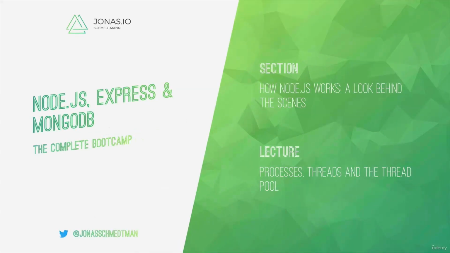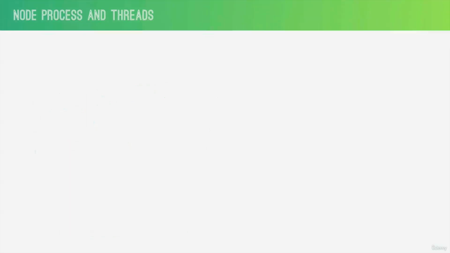So remember that in the last lecture, we talked about the node architecture, where two fundamental parts are the thread pool and the event loop. So in this lecture, you're going to learn all about threads and the thread pool, and in the next one, we will then dive deep into the event loop.